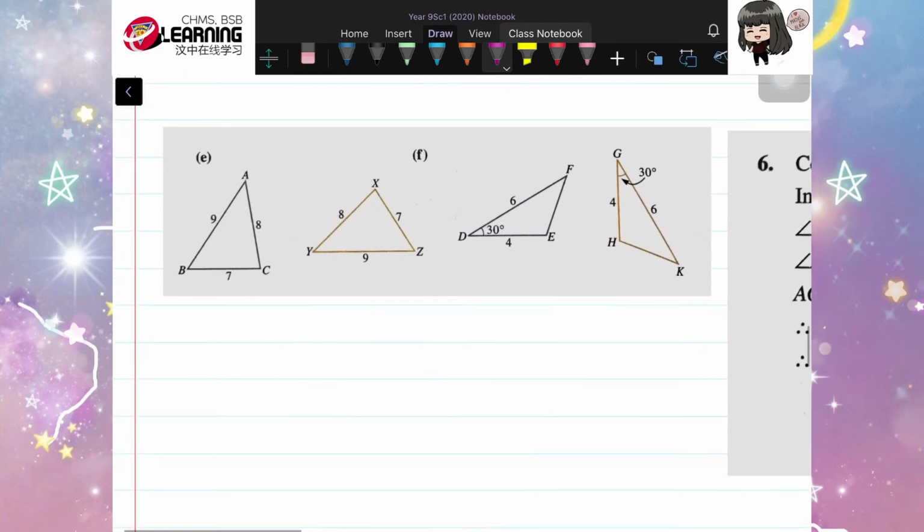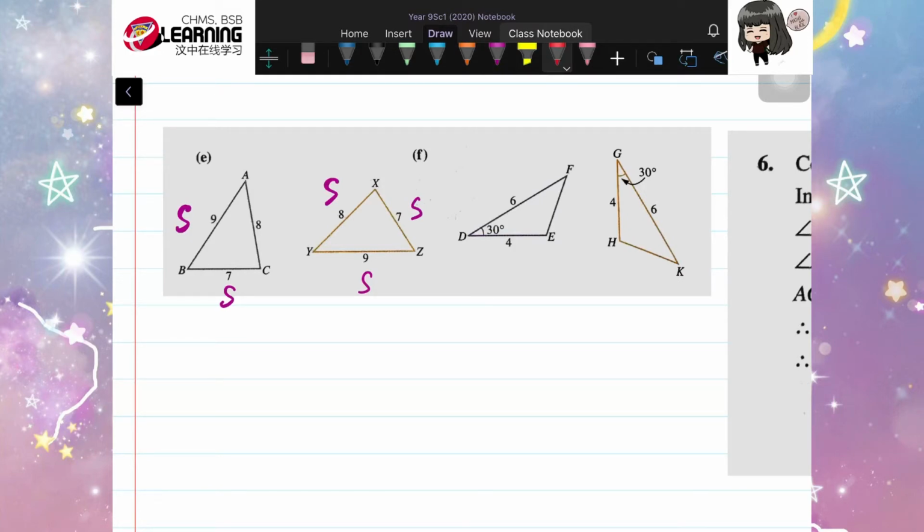Okay, part E here. It's obviously side, side, side, SSS. Let's look at the sides to see if they are the same. The side here is 9, 9 is the same. The other side is 7, and here 7, and the other one is 8, so this is also 8.